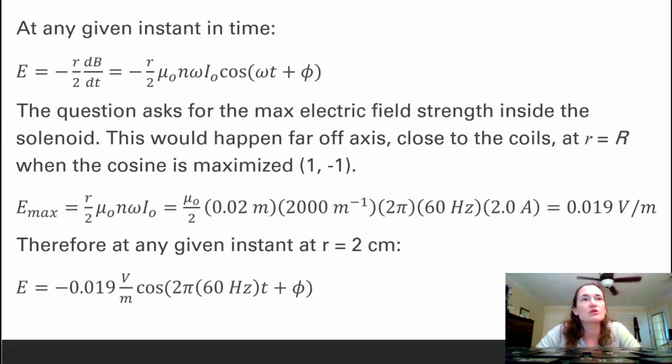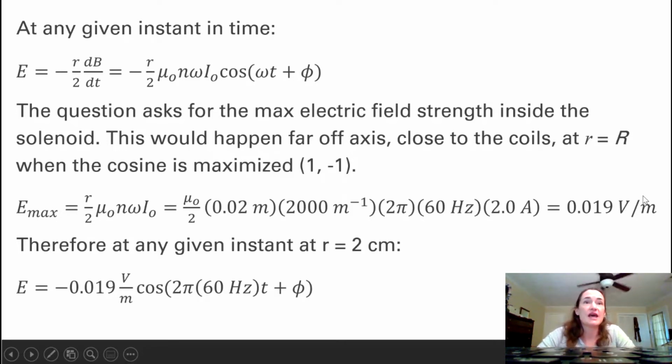So plugging all those numbers in, I have mu naught over 2 times 0.02 meters times 2,000 inverse meters times 2 pi times 60 hertz times 2 amps. Phew, that was a lot. And that gives me a maximum electric field strength of 0.019 volts per meter inside my solenoid.